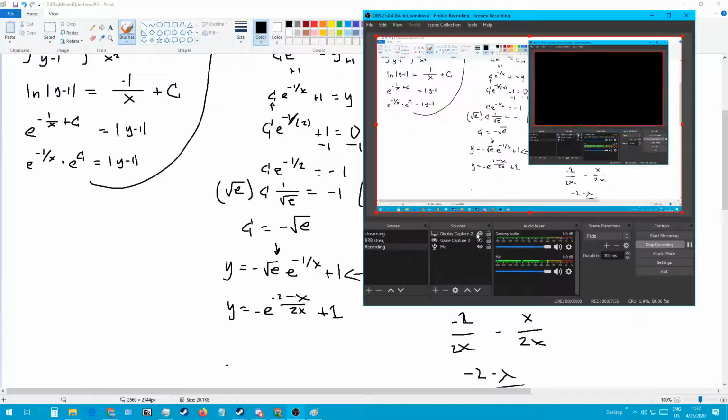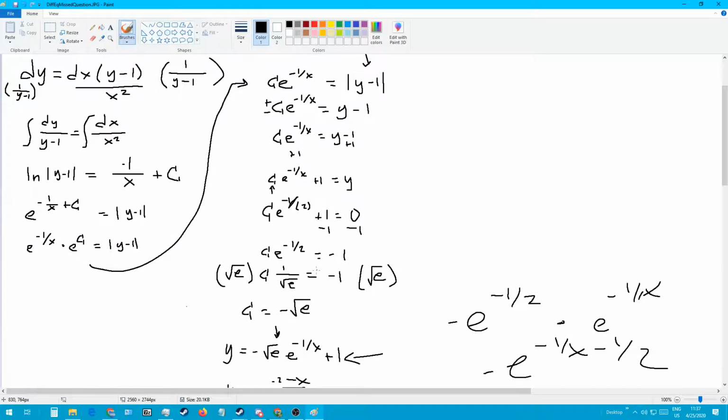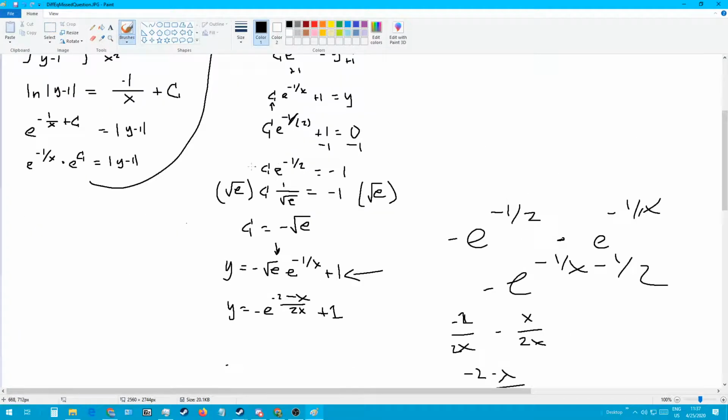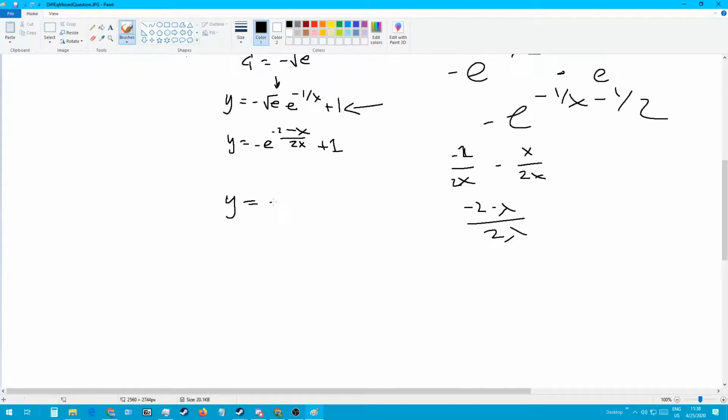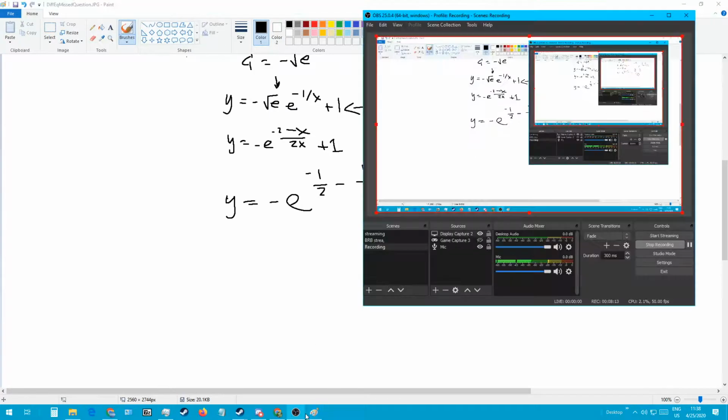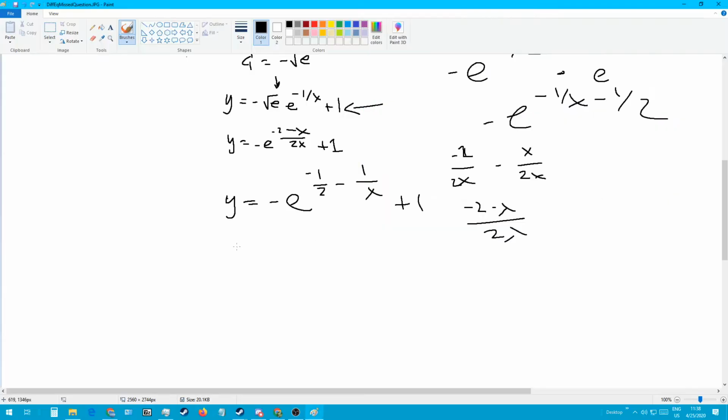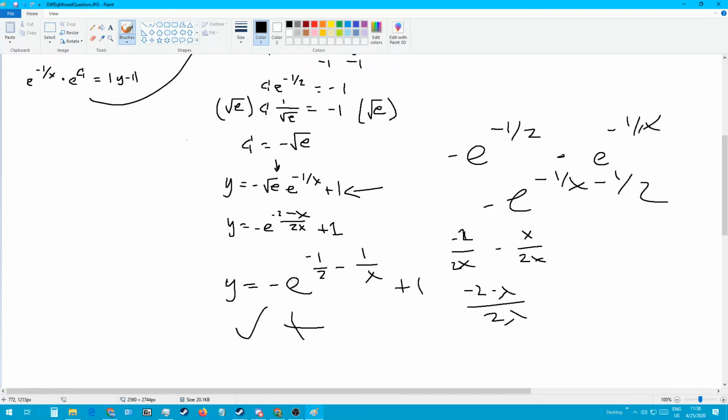Yeah, and so in the final answer in the quiz, it wasn't simplified. It stayed in this form: y equals negative e to the negative 1/2 minus 1 over x, plus 1. Yeah, and that's our final solution. Just give myself a check mark and a pat on the back. Yeah, that's all. See you guys.